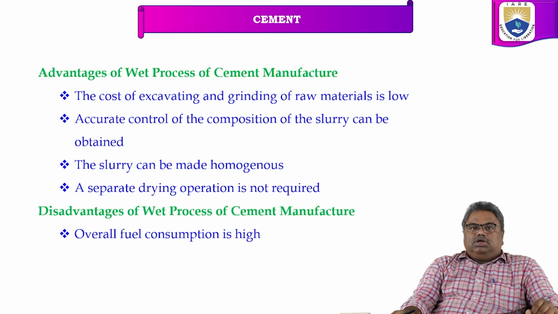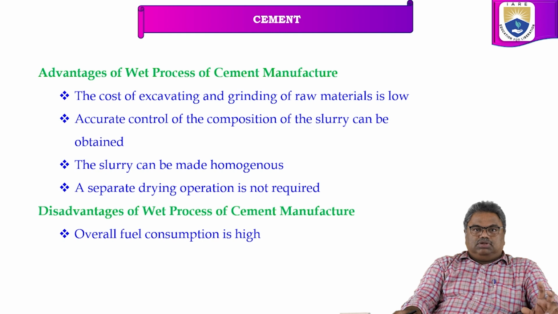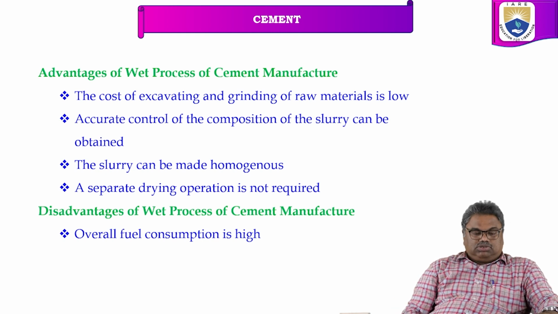Disadvantages: overall fuel consumption is very high in case of the wet process. So these are the advantages and disadvantages of both the dry process and the wet process of cement manufacturing.